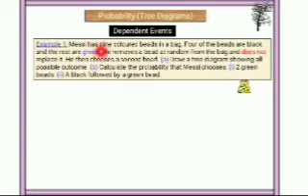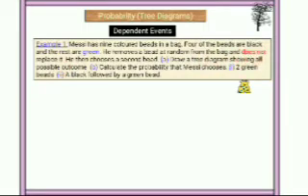Now let's look at example 1 here. Mercy has 9 colored beads in a bag. 4 of the beads are black and the rest are green. So the total beads here is 9, out of which 4 of the beads are black, and the rest are green. If you take away 4 from 9, the remainder is 5. That means the total for green is 5.